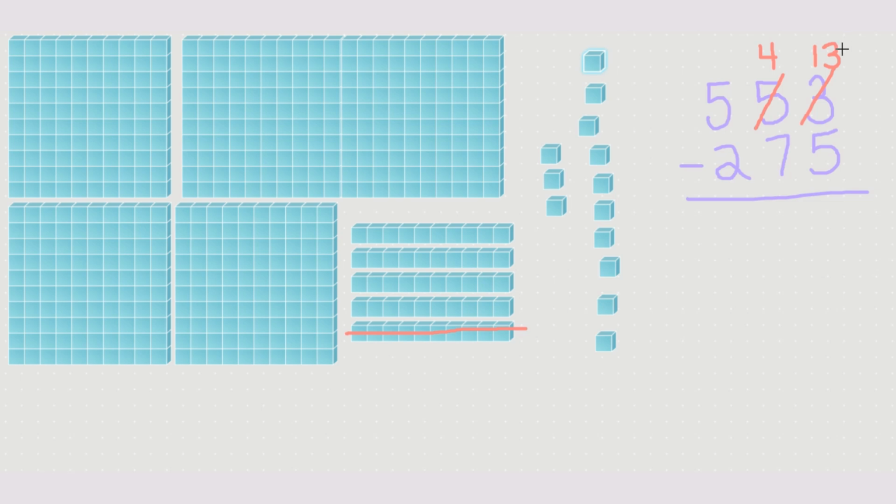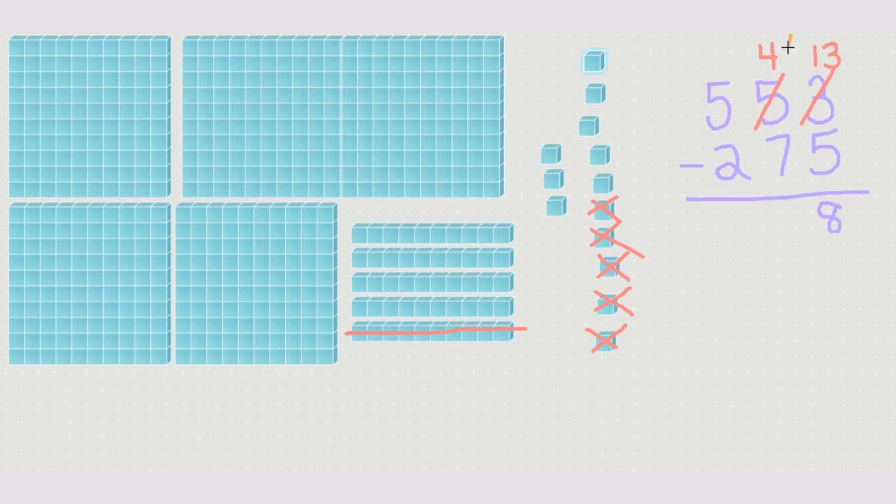Now I can think about the subtraction. I was trying to take away 5. Can I take away 5? I sure can. So let's do that. 1, 2, 3, 4, 5. That leaves me with 1, 2, 3, 4, 5, 6, 7, 8. I have 8 left. So I'm going to write that into my equation in the ones column.